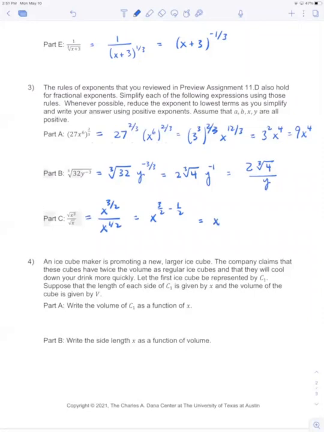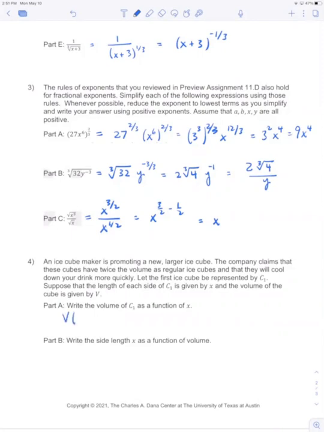Part 4, an ice cube maker is promoting a new larger ice cube. The company claims that these cubes have twice the volume as regular ice cubes and that they will cool down your drink more quickly. Let the first ice cube be represented by C1. Suppose that the length of each side of C1 is given by X, and the volume of the cube is given by V. Part A, write the volume of C1 as a function of X.